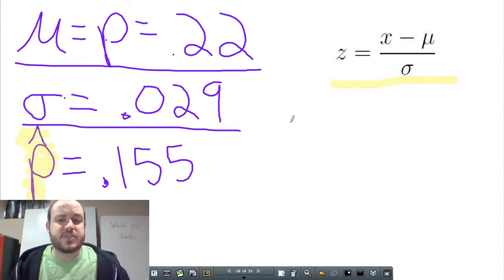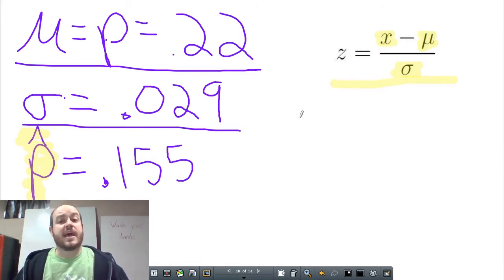A z-score is how many standard deviations away your specific sample is from the population parameters. The formula we use is x, which is your sample statistic, minus the mean, which is your population parameter, divided by the population standard deviation. That's going to tell us how many standard deviations away from this original 22% we were. Let's start doing the work here.